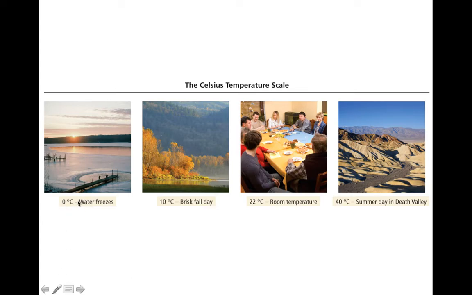And freezing water is at 0 degrees Celsius, right? Boiling is 100 degrees Celsius. A hot summer day in Death Valley is 40 degrees Celsius. Body temperature is 37 degrees Celsius. Okay, so that gives you a little bit of a sense of what the temperatures are in Celsius.